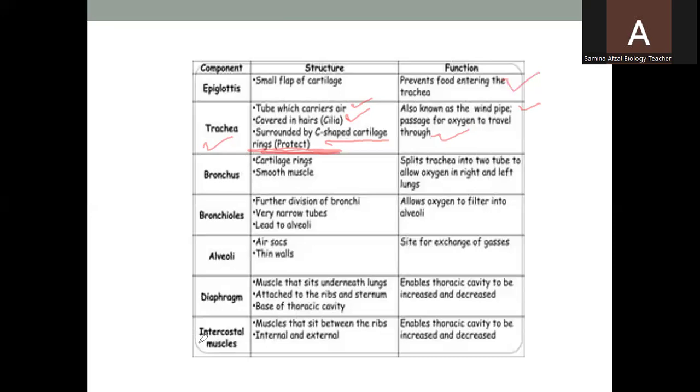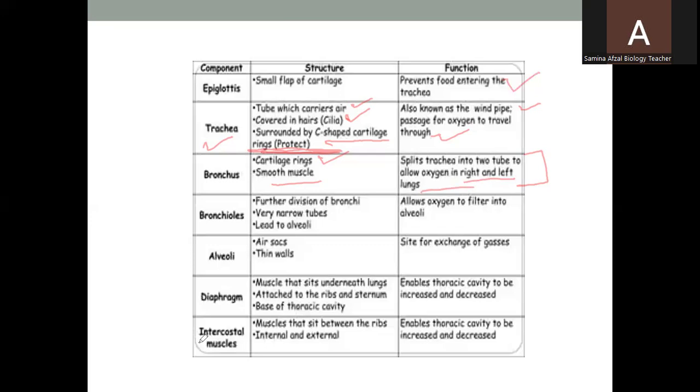And bronchus, you know, the trachea is divided into two bronchi, which are also made of cartilage and smooth muscles. The bronchus is made up of cartilage and smooth muscles and splits the trachea into two tubes to allow oxygen into the right and left lungs, because two lungs are there.